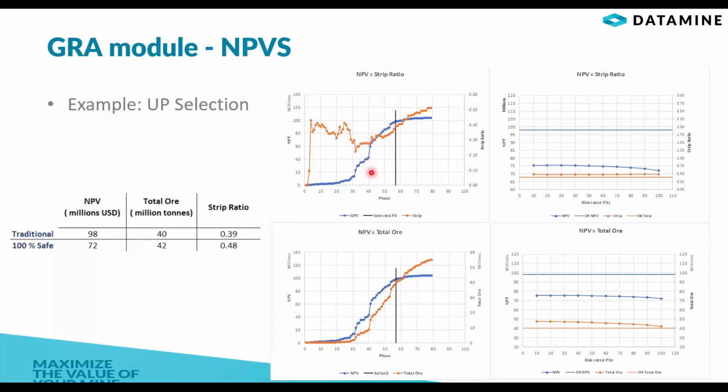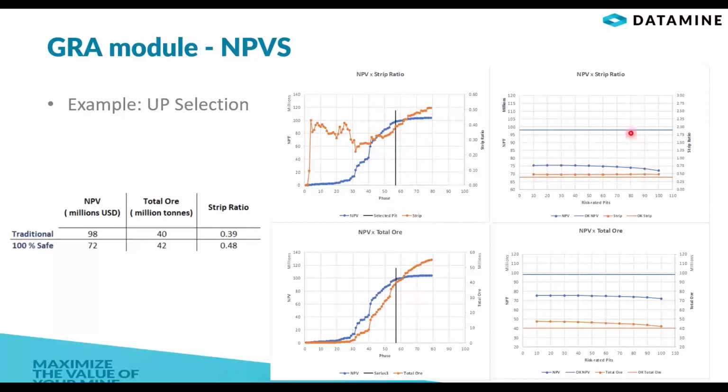So I have a chart considering the strip ratio and the NPV, and the NPV and the total ore. When my NPV is not changing anymore, basically if I have a considerable amount of ore, and if my strip ratio is increasing, as you can see here, at that point I define my ultimate pit.